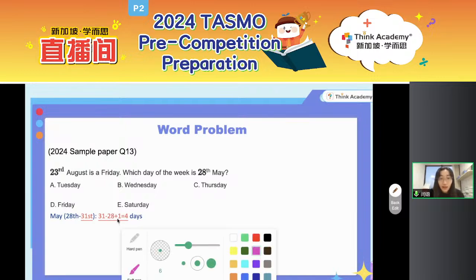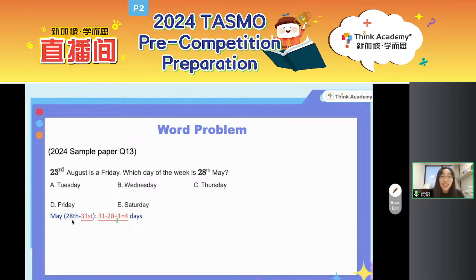Why do we plus 1? Because we want to keep May 28th, right? So we just add it back. Following this, what about June? How many days are there in June? Okay, correct, there are 30 days. After this, how many days are there in July? Okay, 31 days. Yes. And then how many days are there in August?